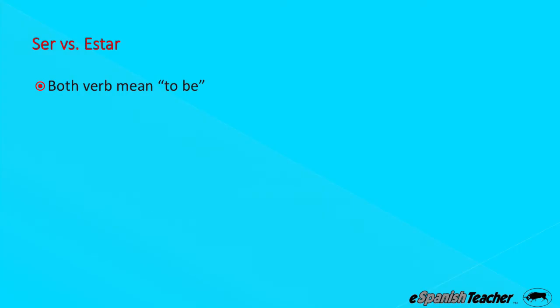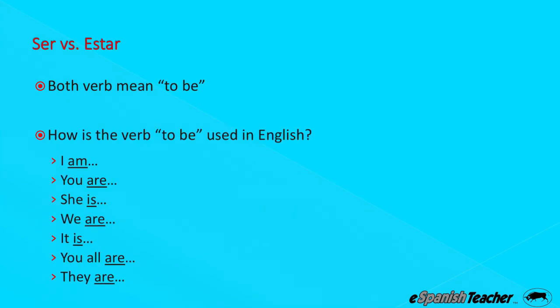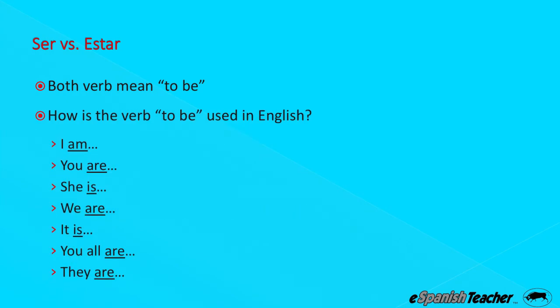Again, ser and estar both mean to be. And here are some examples of how we use the verb to be in English. First, I am, you are, she is, we are, it is, you all are, and they are. These are all examples of how the verb to be is used in English.